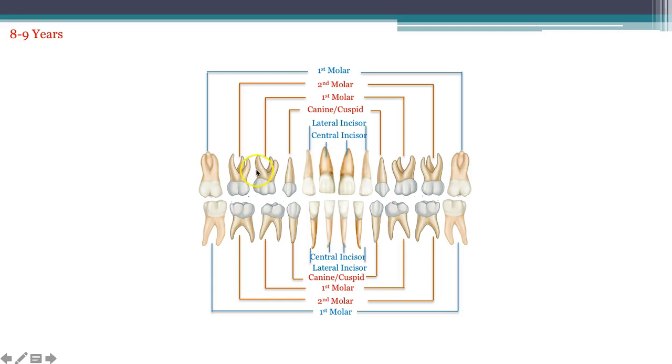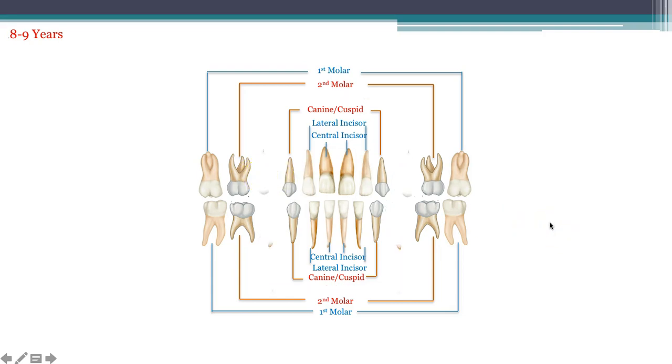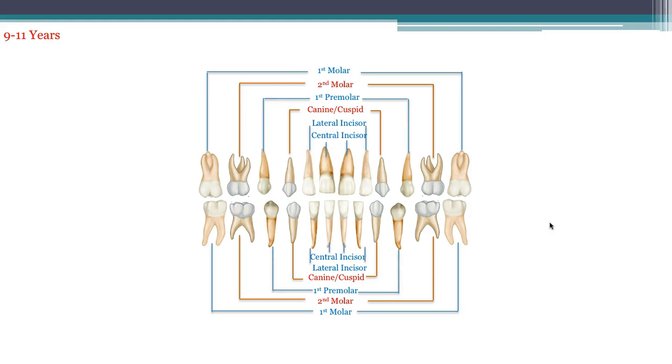So we're going to lose our first molars, and those are replaced by our premolars. Remember, babies or children do not have premolars. They just have anterior teeth, which are canines and incisors, and molars. Our first molar is replaced by our first premolar, and then we lose our canines, and those are replaced by our adult canines.